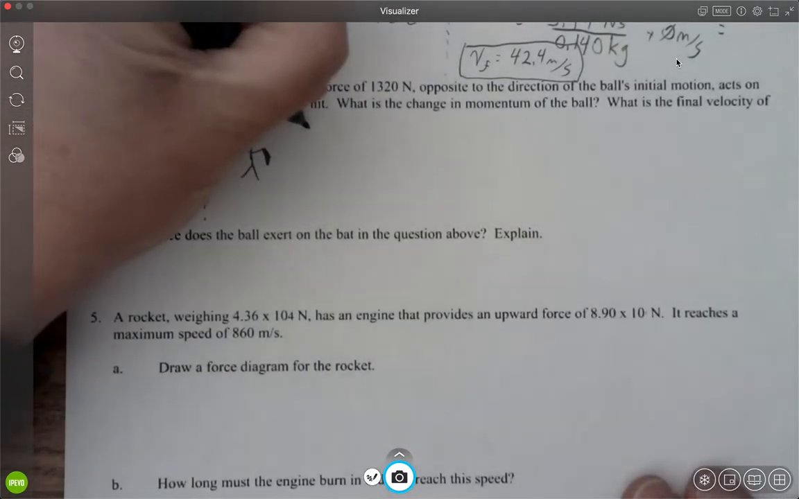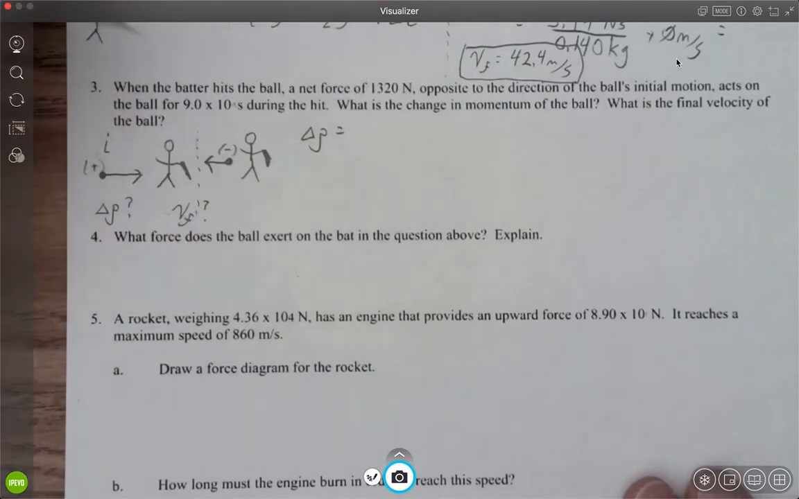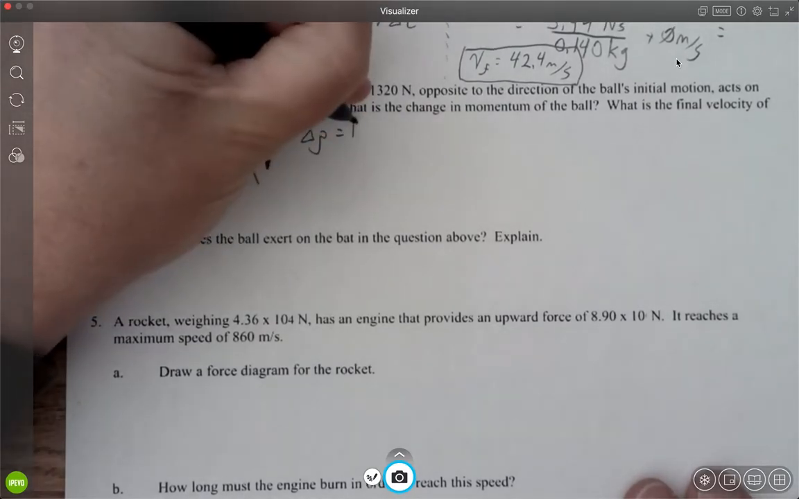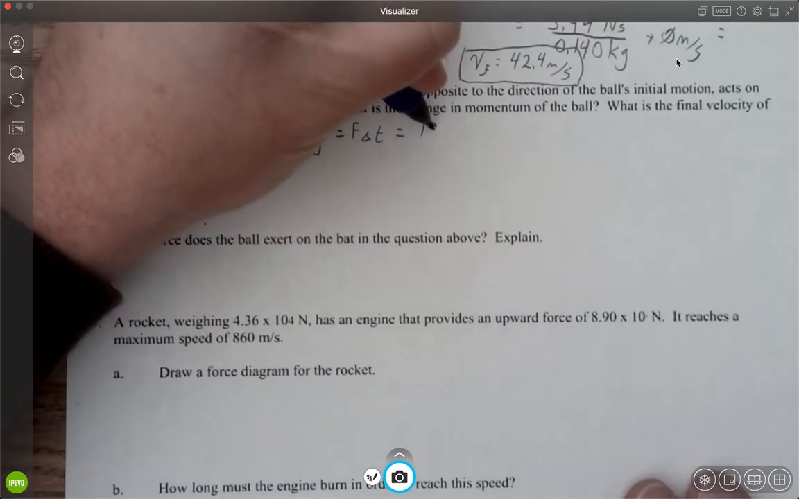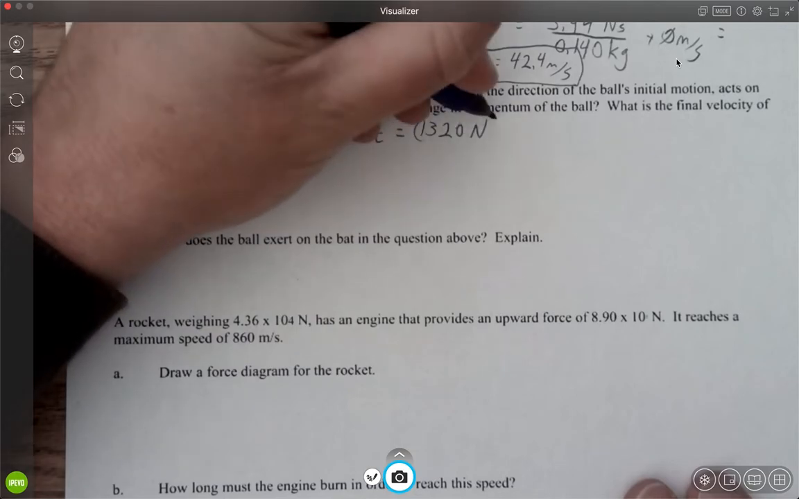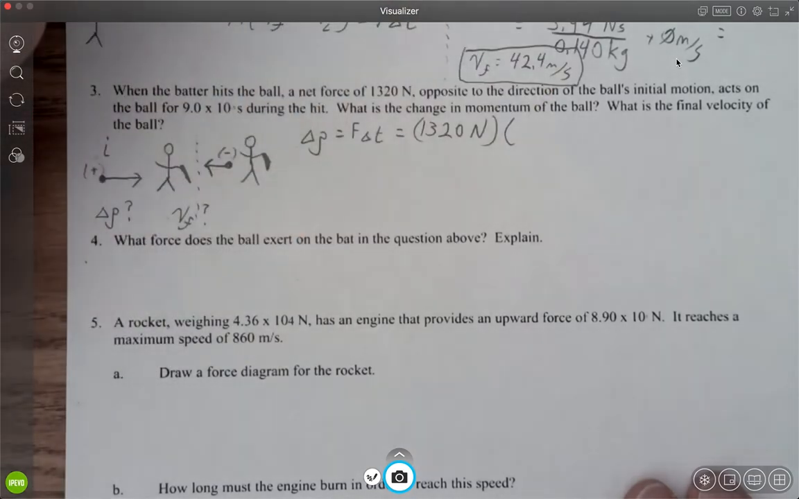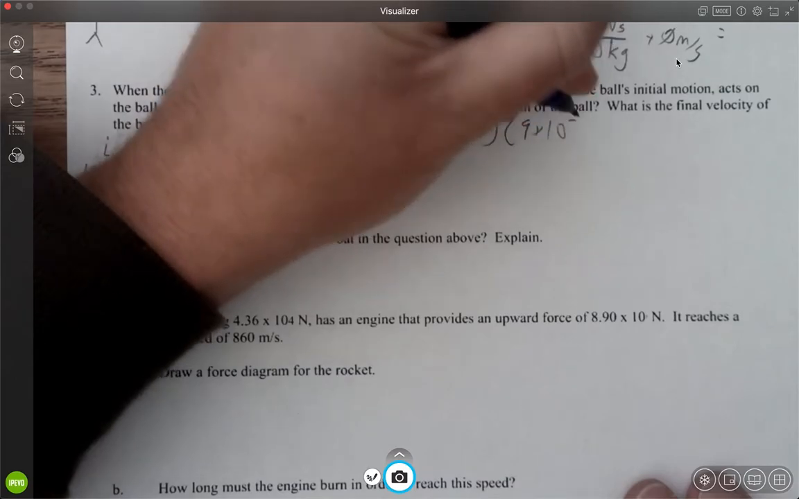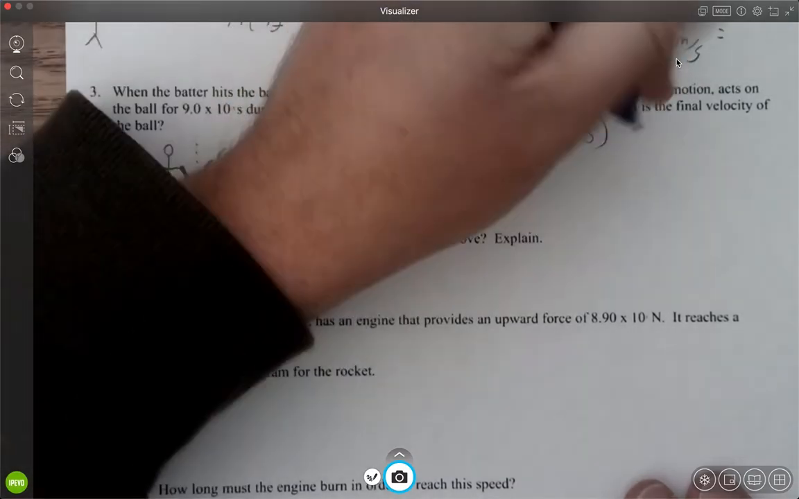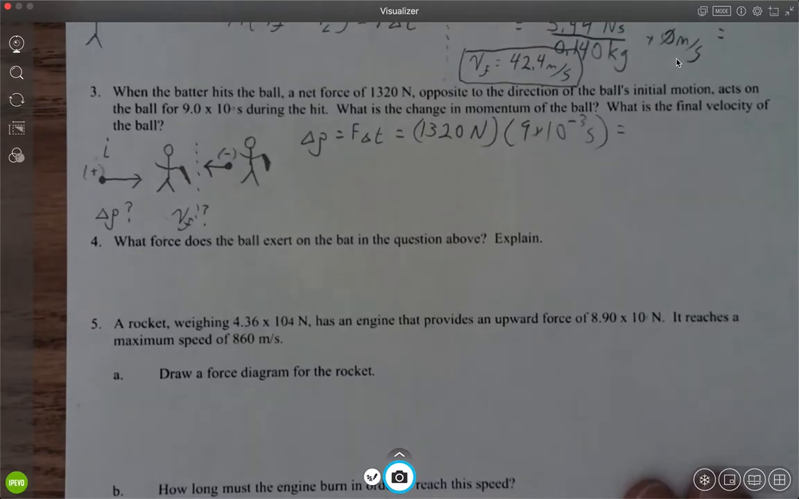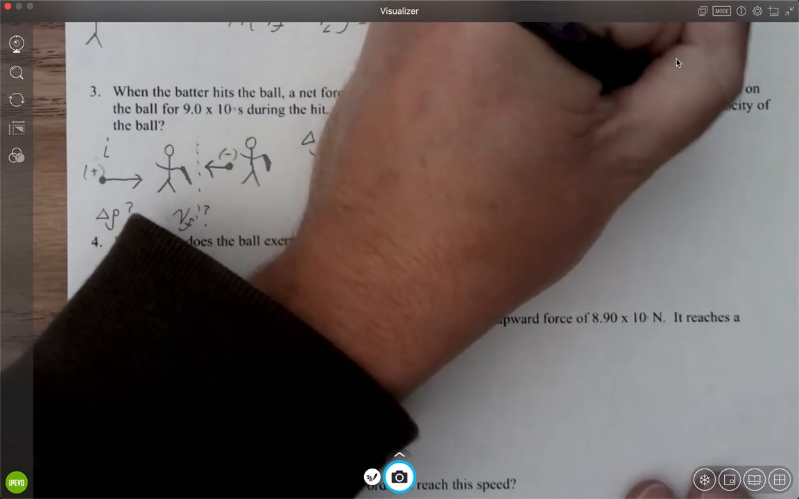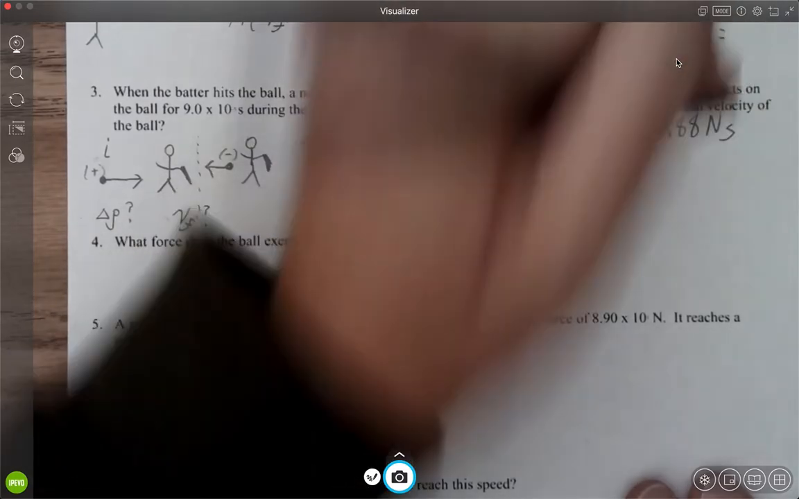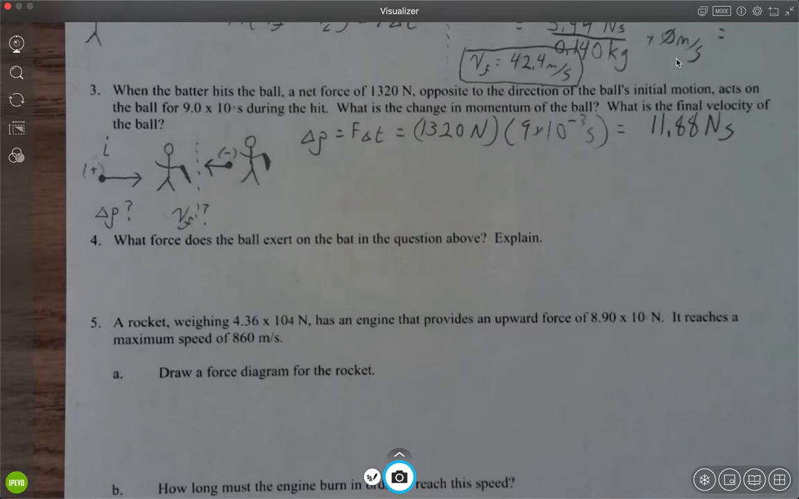velocity. So the change in momentum, which is that impulse, is force times the change in time. We know the force of this 1320 newtons. We know the time that this was in contact was 9 times 10 to the negative 3 seconds. We take all these, multiply them together, and we're going to get a value of 11.88 Newton seconds. And this is where we have to ask ourselves, which way was this force acting?